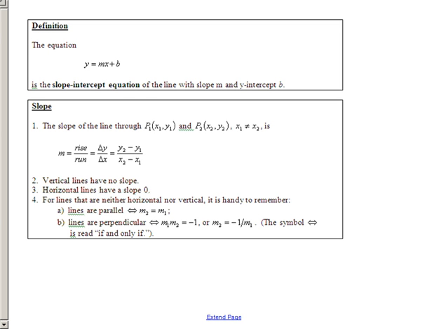Here is the slope-intercept equation of a line. Y equals mx plus b. Don't forget that m stands for the slope, b stands for the y-intercept, which is where the line will cross the y-axis. The slope of a line, given 2 points.